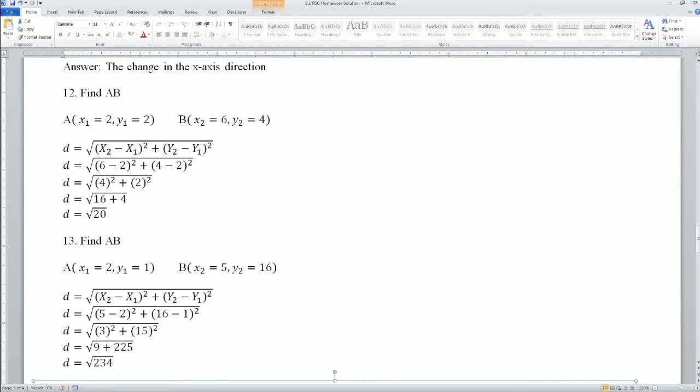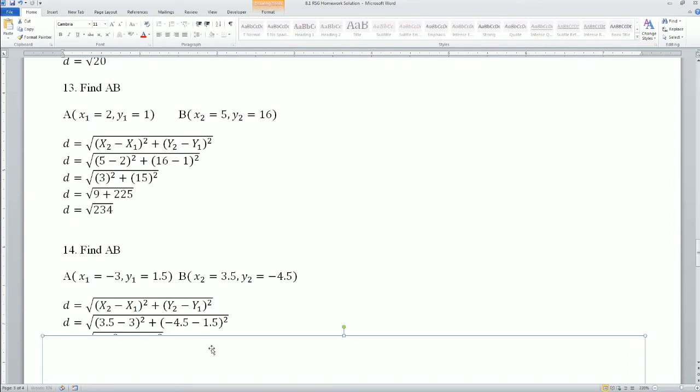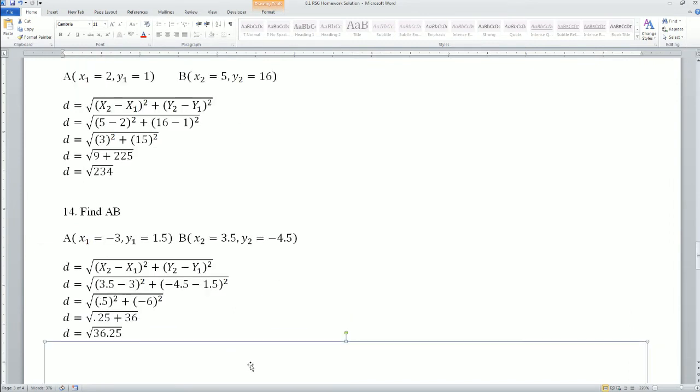Notice this 12 and 13, they're done the exact same way. The only difference is the coordinates change. Therefore, the numbers are going to change. But the procedure is still the same. I'm not going to repeat myself. I'm just going to show the solutions. 14, same process. Here's the solution.